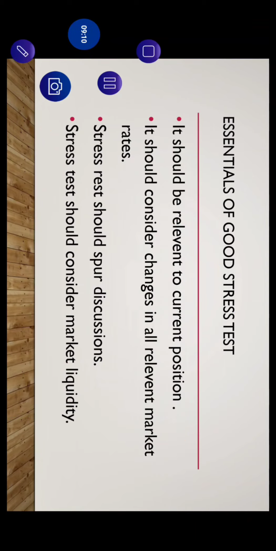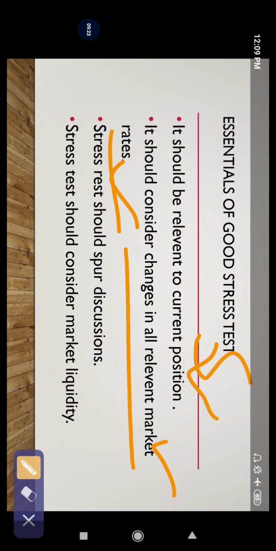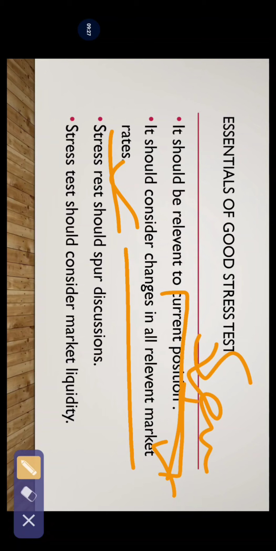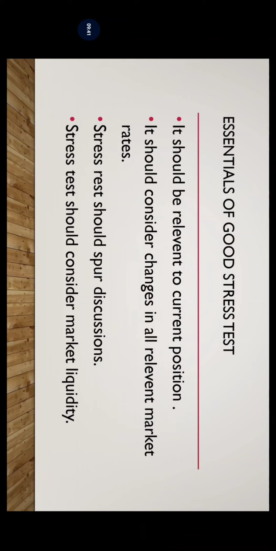Next, it should consider all changes in relevant market interest rates. Whatever the market rates relevant to our securities, relevant to our portfolios, whatever the rates linked with the securities, all those rates should be studied, all those changes in the rates should be studied. That is the second good characteristic.